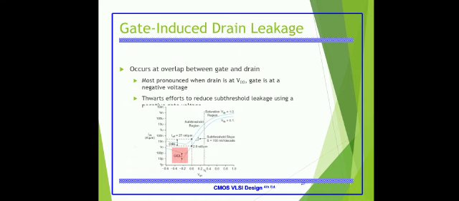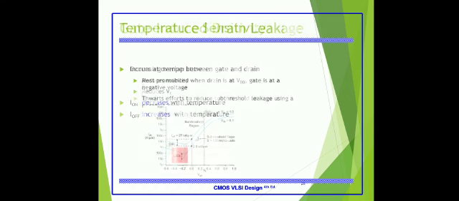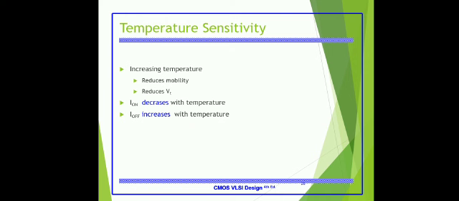And gate induced drain leakage occurs at the overlap between the gate and the drain. Here we can reduce the subthreshold leakage by applying a reverse body bias. Temperature sensitivity: here increasing temperature gives reduced mobility and reduced threshold voltage. When the current is on, it decreases with temperature; when the current is off, it increases with temperature. So the graph is given here.